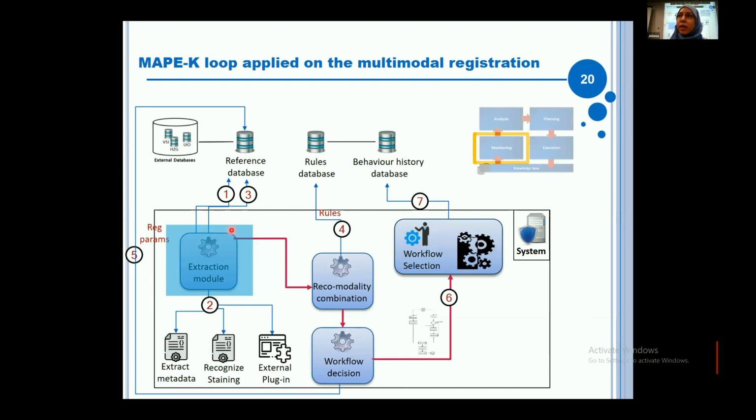So now I will detail the different modules of this MAPE-K loop. First, in the monitoring phase, by definition, the system detects the changing of the system context. In our case, the image data in input are representing the changing context of the system. So the system is required to adapt its behavior, running an appropriate image registration workflow according to the characteristics and modalities of the image in input.